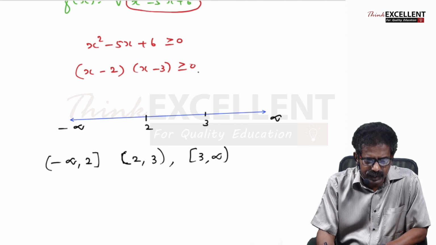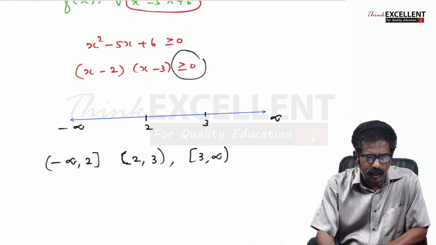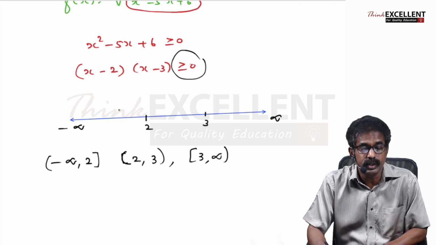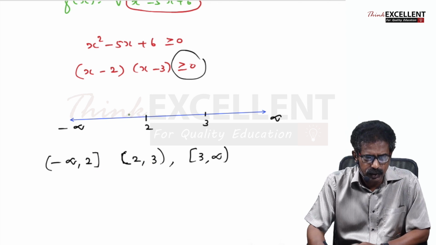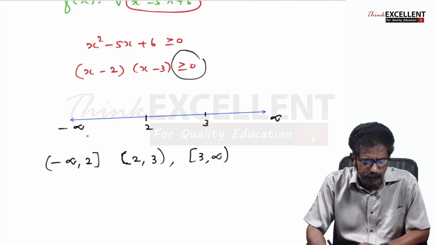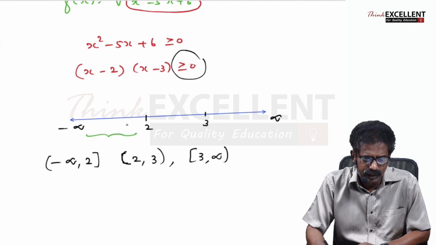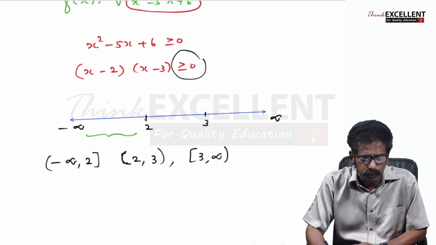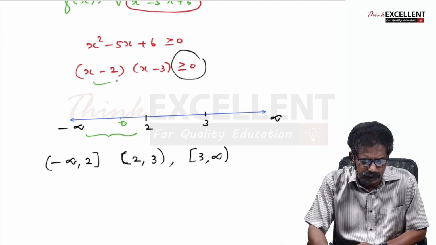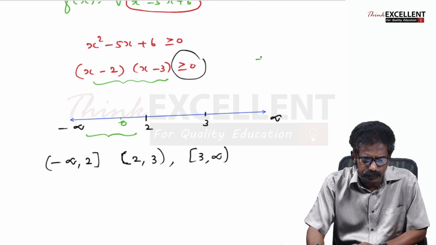Now, in which intervals is this condition satisfied? That means the product is what? Greater than or equal to 0. Equal to 0 you can take, so 2 and 3 can be included, because it is greater than or equal to 0. Now suppose you take a number from minus infinity to 2. Don't take 2. If you take 2, the value will be 0. Below 2, you take a number. For example, I'm taking the number 0. Substitute here. 0 minus 2. It is negative.